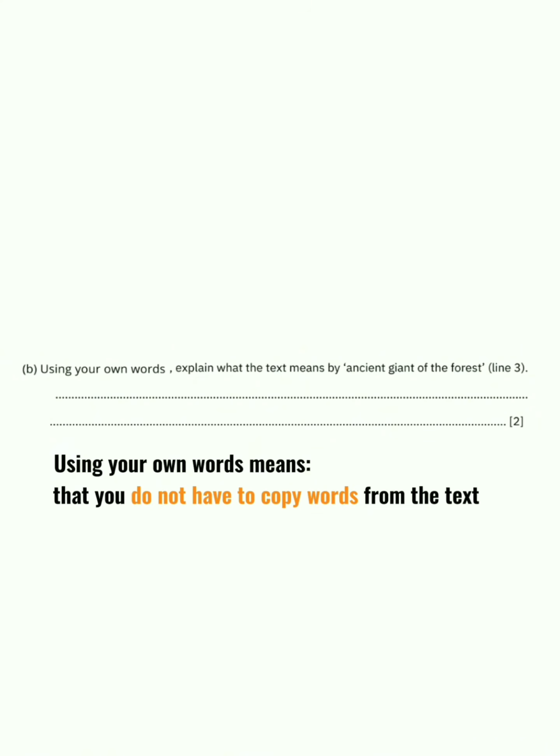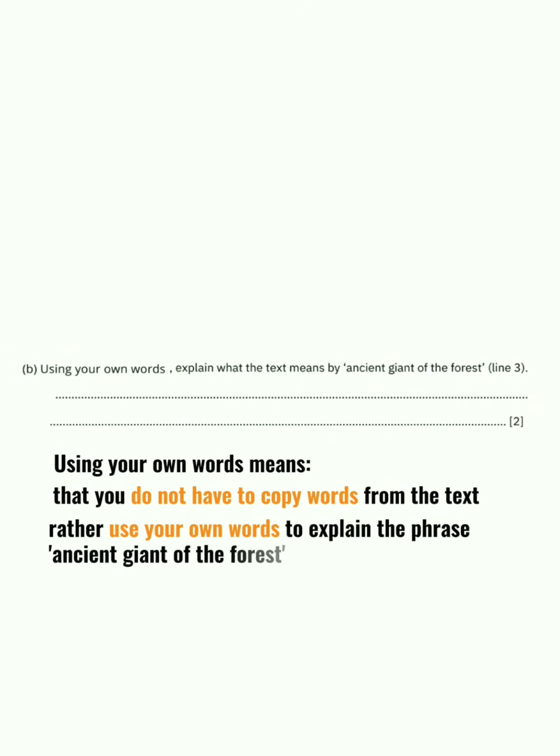Question 1B. Using your own words, explain what the text means by ancient giant of the forest. Using your own words means that you do not have to copy words from the text. Rather, use your own words to explain the phrase ancient giant of the forest, giving the explicit meaning. Your answer would be, the tree, or Nameless, is old and huge, or Nameless is very old and tall. Both are correct.